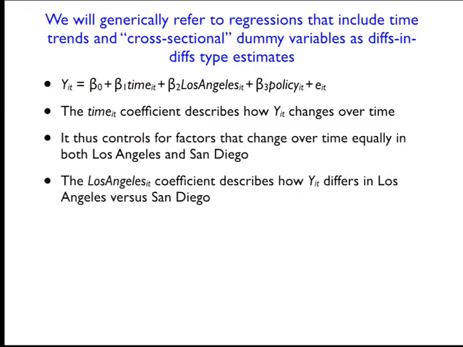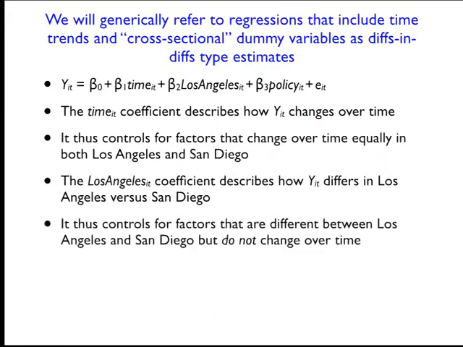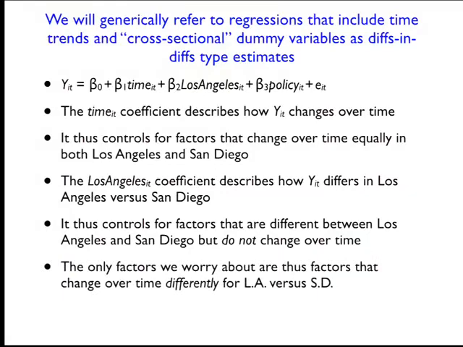So the coefficient on Los Angeles describes how the outcome differs in Los Angeles versus San Diego in the pre-period, in ways that are fixed over time. To the extent that the two counties are on different trajectories and trending differently, it's not going to pick up those differences, because this isn't a variable that changes over time. It's always equal to 1 if you're in Los Angeles in any time period, and 0 if you're in San Diego in any time period. So it controls for factors that are different between those two counties but aren't changing over time. In that way, it's including what we call cross-sectional dummy variables. You want to think of the different states or counties or cities in your data set as being these cross-sectional units.